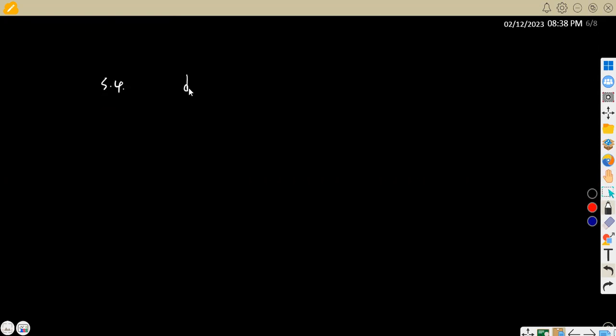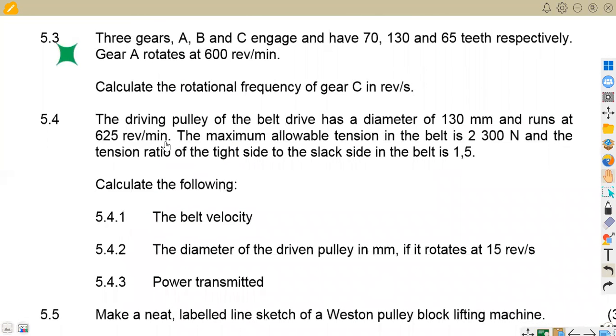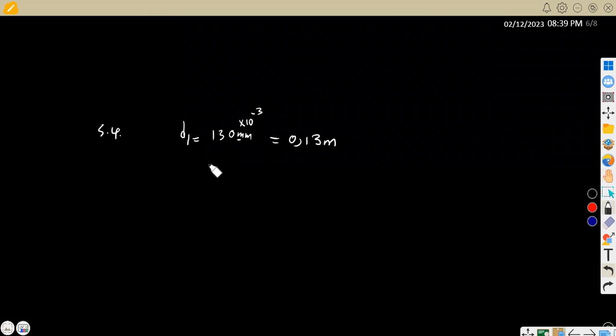So we've got a diameter here, which we can write as small letter d or capital D, it doesn't matter. So our D1 is 130 millimeters, which you can convert to meters. Remember, milli means times 10 to the exponent of -3. So 130 times 10 to the exponent of -3 is going to give us 0.13 meters. And we are also given here the speed that it runs at, 625 revs per minute.